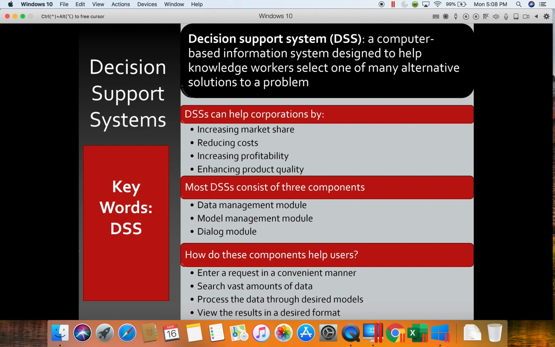A decision support system is a computer-based information system. It's designed to help knowledge workers select one of the many alternative solutions for their problems. So it's hopefully designed to allow us a way to take the data that we have, consolidate and combine it to look for trends and patterns, and then come up with the best solution for the company. So these can help us increase market share, reduce costs, increase profitability, and enhance product quality. So for example, I could be looking at if I replaced one of my component parts with a different part, would that make my machine run better or last longer? And those types of quality issues could be considered as well.